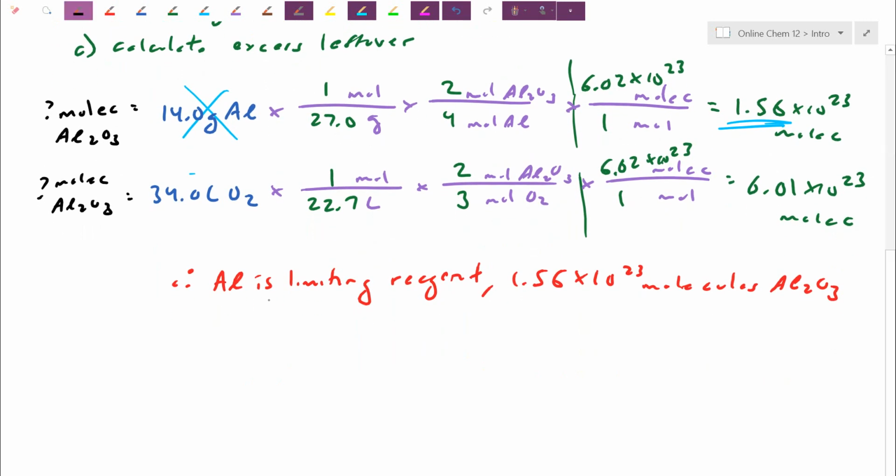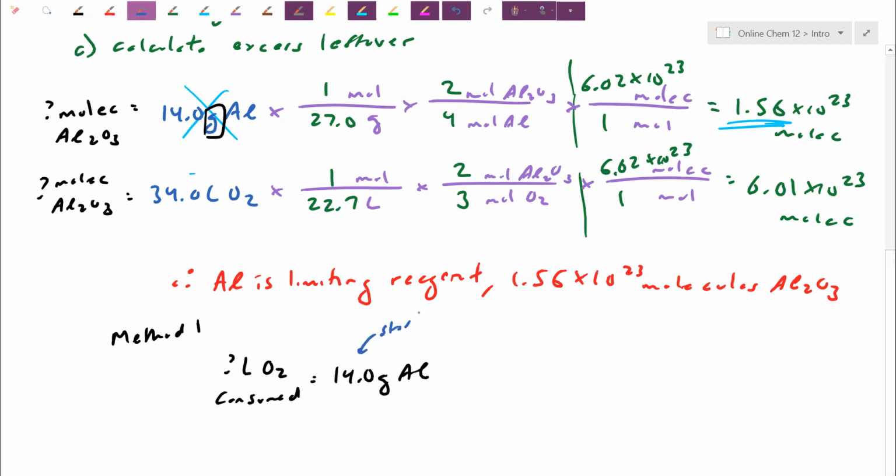Now I found out aluminum was limiting. Aluminum was expressed in grams. I want to know how much of this is actually left over. So just based on what we did from yesterday, method number 1 was, let's start off with the aluminum. Let's figure out how many liters of oxygen are actually consumed by the time the 14 grams of aluminum get used up. The nice thing here is we can actually start with the limiting, because I guarantee this whole 14 gets used up. I already have a lot of the numbers, so molar mass was 27 grams per mole.